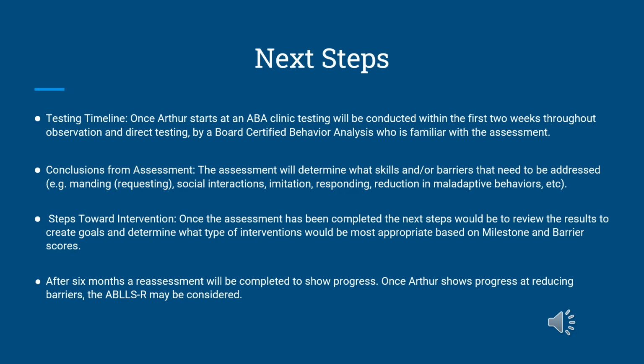Once the assessment has been concluded, the next steps would then be to review those results, create goals, and determine what type of interventions would be most appropriate based on the milestone and barrier scores. Then, after 6 months, re-evaluation will be completed using the VB-MAPP to determine how Arthur is progressing. Once progress is shown in the reduction of barriers and improvements in certain skill areas, such as social skills, then the ABLES-R may be reconsidered as another tool to be used to assess Arthur's readiness for school.